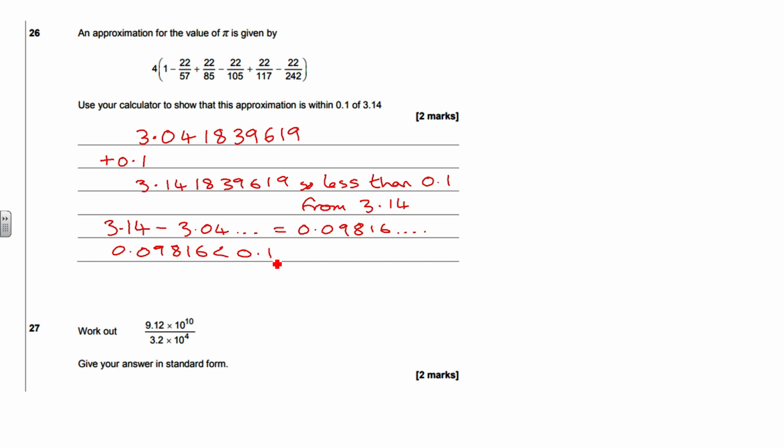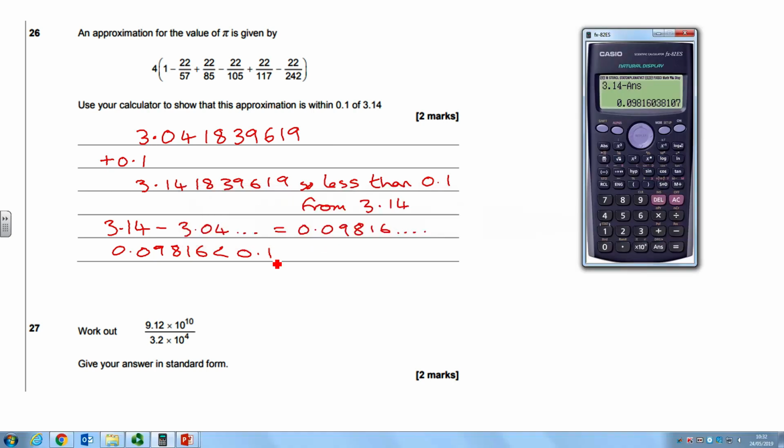Right, question 7, work that out, give answer in standard form. Well, let's be lazy about it. Let's just grab a calculator. There we go. Type it in, 9.12. Some people like this button, some people don't. Times 10 to the power of 10. 3.2 times 10 to the power of 4.